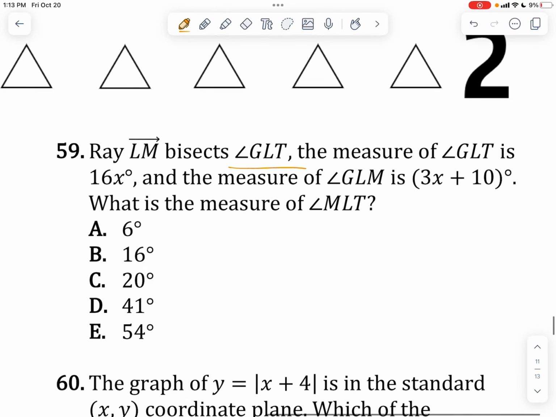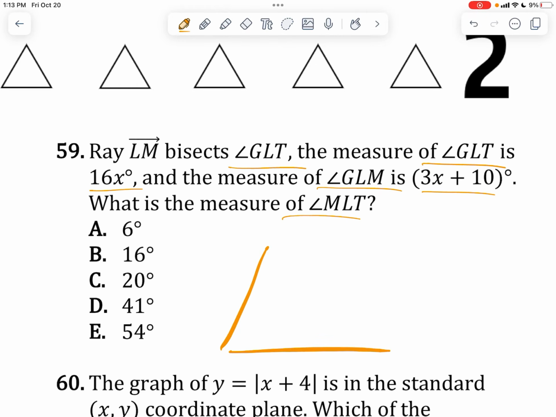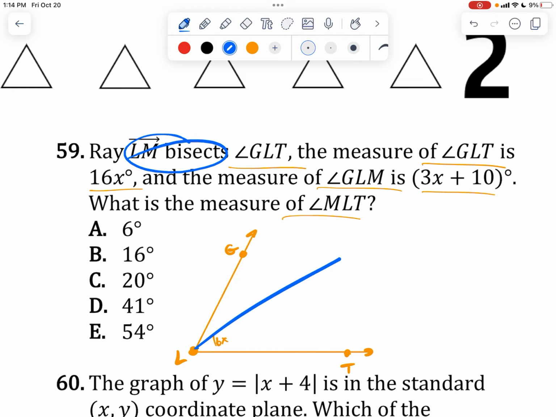Ray LM bisects GLT. The measure of GLT is 16x, and the measure of GLM is this. What is the measure of MLT? So there's a lot going on. So you have GLT. Let's do it straight lines. Then I'll just call this GLT. The measure of GLT is 16x. And we're told that it is bisected by LM. So when it says it bisects, it really is just cutting it in half. So this would be 8x, this would be 8x. Right? Because 16x divided in half is 8x, 8x.